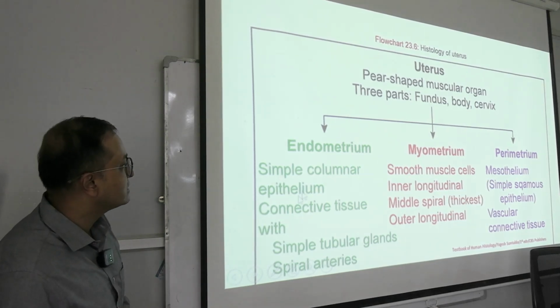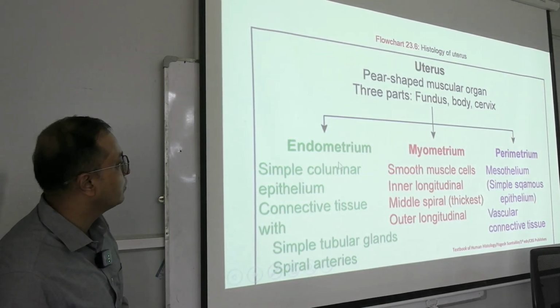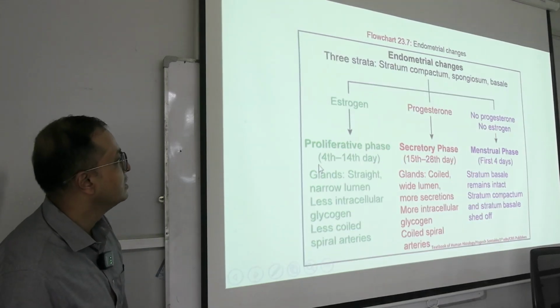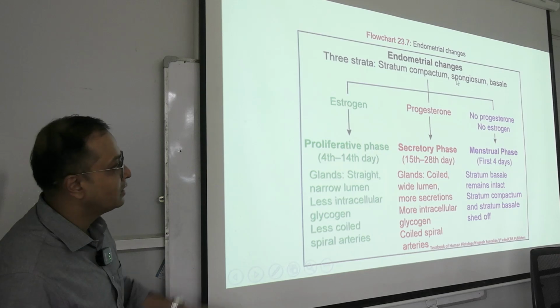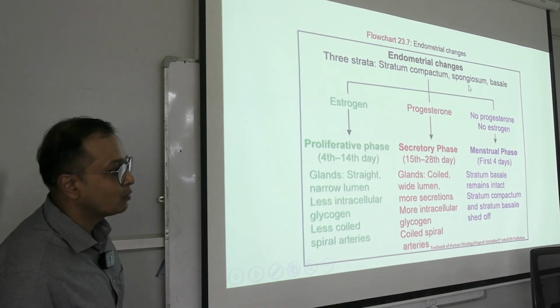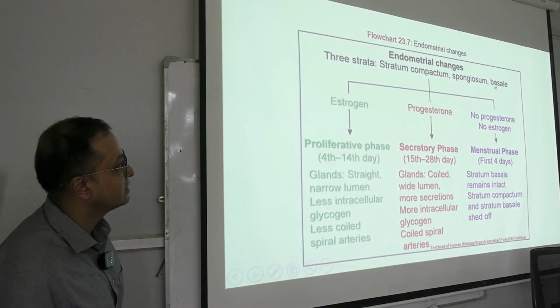Whenever you focus on this histological slide, you see the endometrium in great detail compared to the rest of the layers. Based on these endometrial changes, most of the changes are going on in the stratum compactum and stratum spongiosum. The least changes happen in the stratum basale.